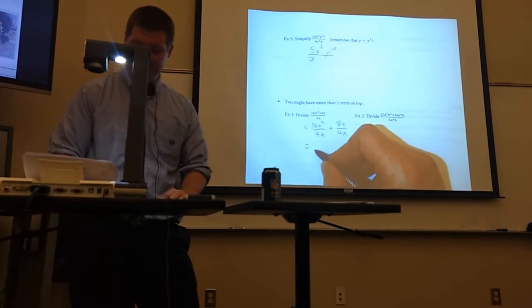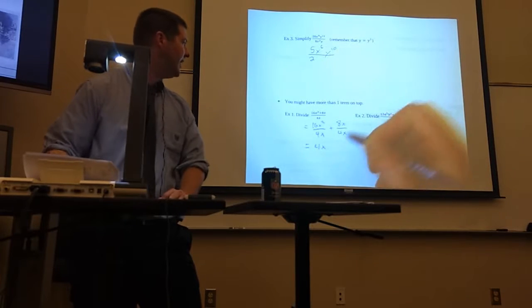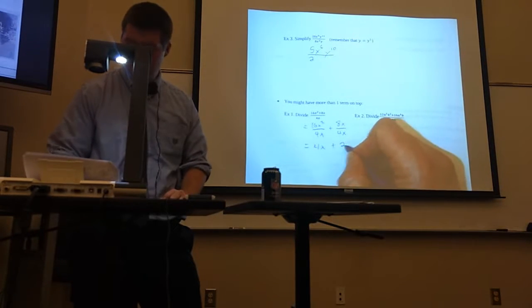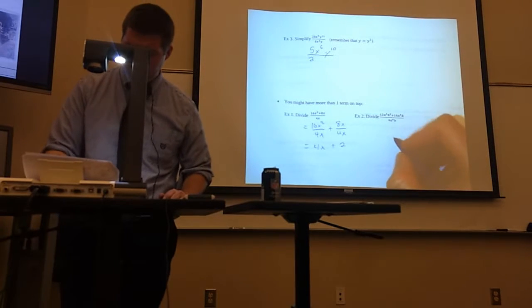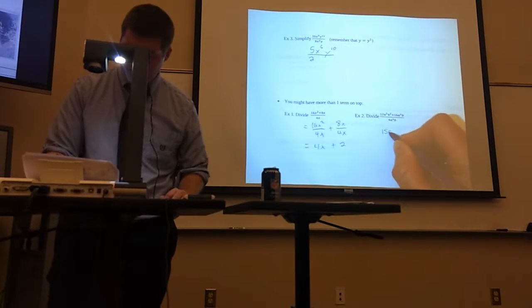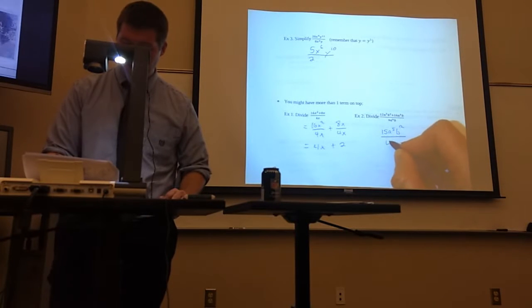And so I get what? 4x, 8 over 4 is 2. This one looks like a bigger pain. But again, I just split this up into two fractions.